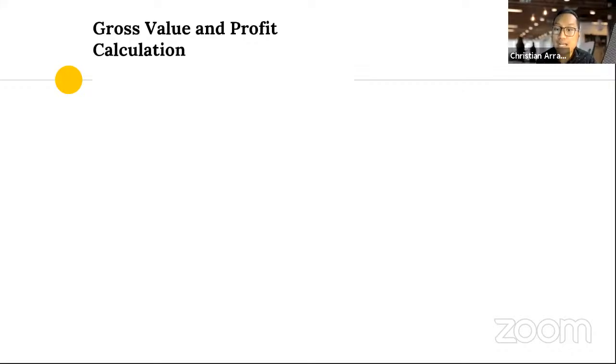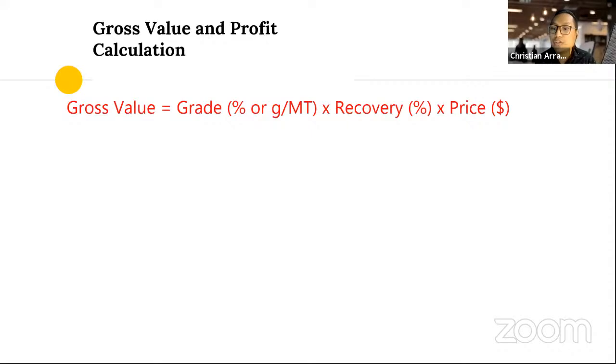So ano ba ang gross value? Are you familiar with the term gross value? By the way, ang pronunciation niyan talaga ay "gross," okay? Hindi siya "gross" as in kadire. There's no such word in financials. So if you want to be legit and sound professional, it's supposed to be pronounced "gross value."